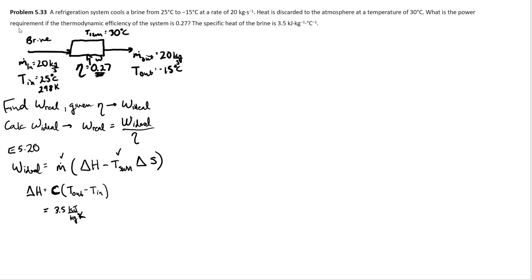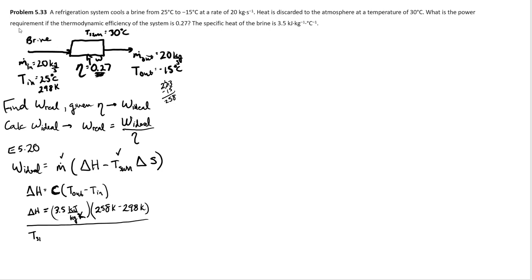Actually, we can make this degree Kelvin because this is a delta C, times T out. T out is what? 273 minus 15, 258 Kelvin, minus 298 Kelvin. All right, so that's our delta H. That's going to be kilojoules per kilogram. So we have that number right there.